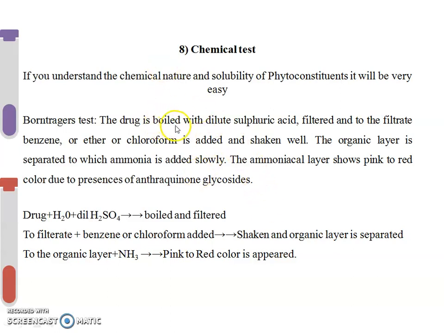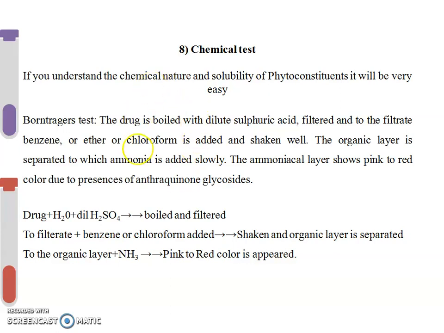In the Bontrager test, it is said that the drug is boiled with dilute sulfuric acid and filtered. Then benzene is added to the filtrate and shaken well. The organic layer is separated, to which ammonia is added, and this ammoniacal layer shows pink to red color due to the presence of anthraquinone glycosides. So in this, we have to remember around 2 to 3 reagents. But if you understand why these reagents are being added, it makes it easy to remember.